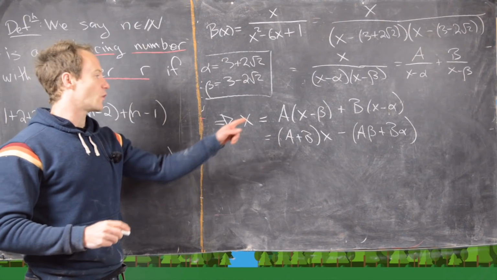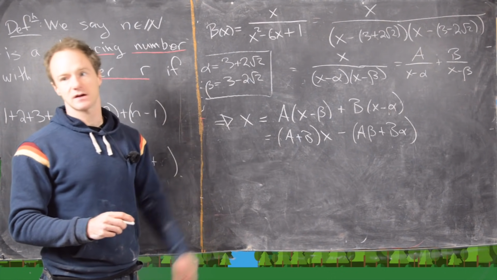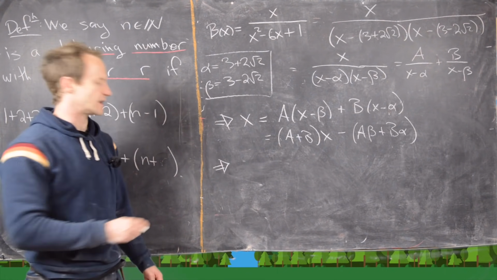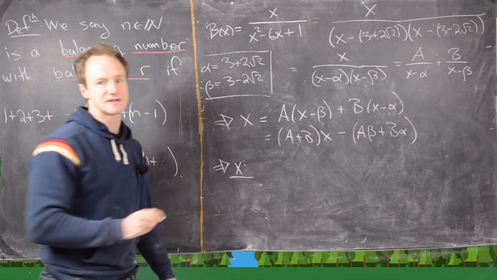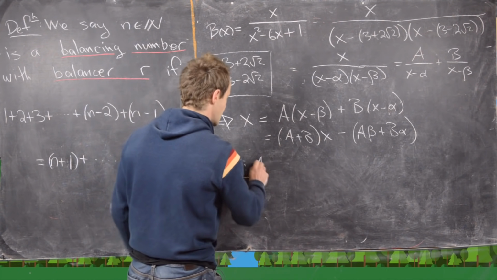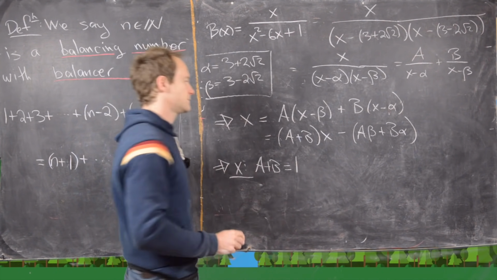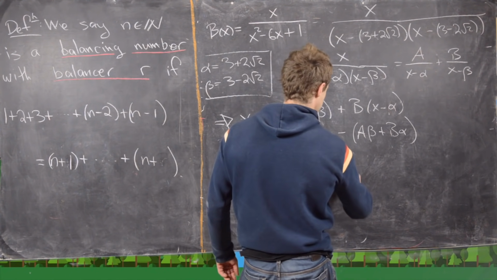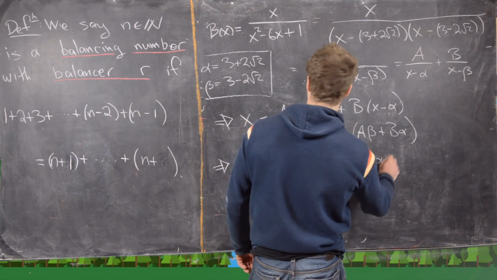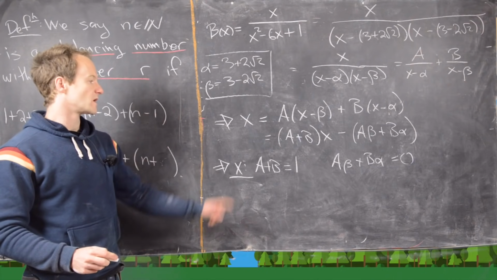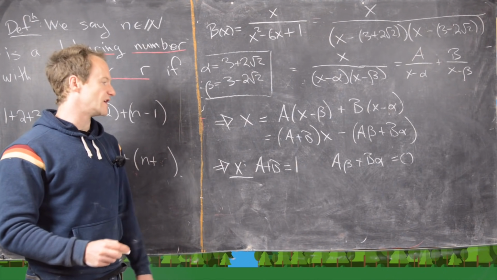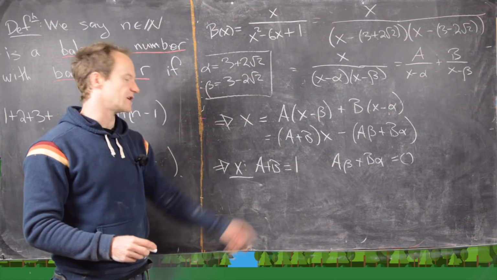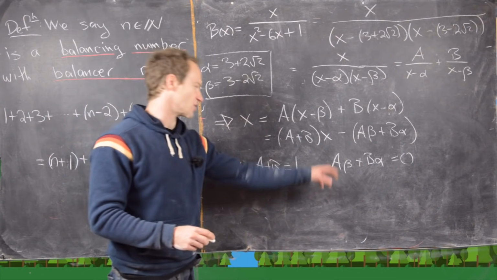Okay, so now equating the coefficients of x on both sides of the equation and the constants on both sides of the equation, we get the following. The coefficients of x on both sides will give us a plus b equals 1. And then the constants on both sides will give us a times beta plus b times alpha equals 0. So now notice we have a system of 2 equations and 2 unknowns. Our 2 unknowns are a and b, and these are our 2 equations.